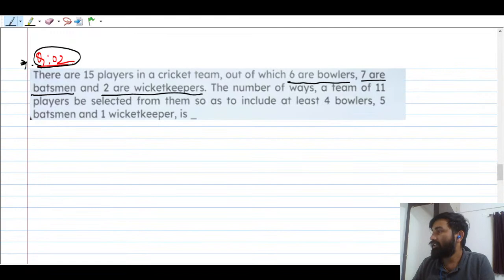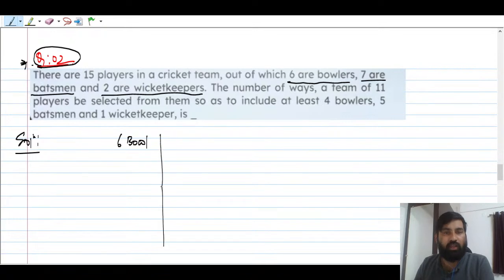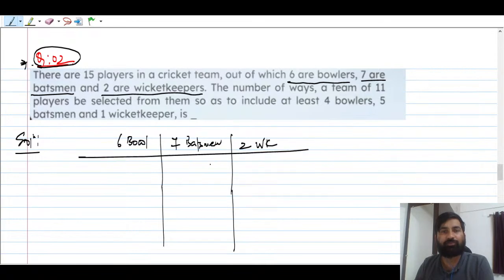So let me draw the table and quickly solve it. We are going to use the nCr formula only. You see how magically we are solving this question. So suppose we have how many players? 6 bowlers, 7 batsmen, and 2 wicket keepers, right?